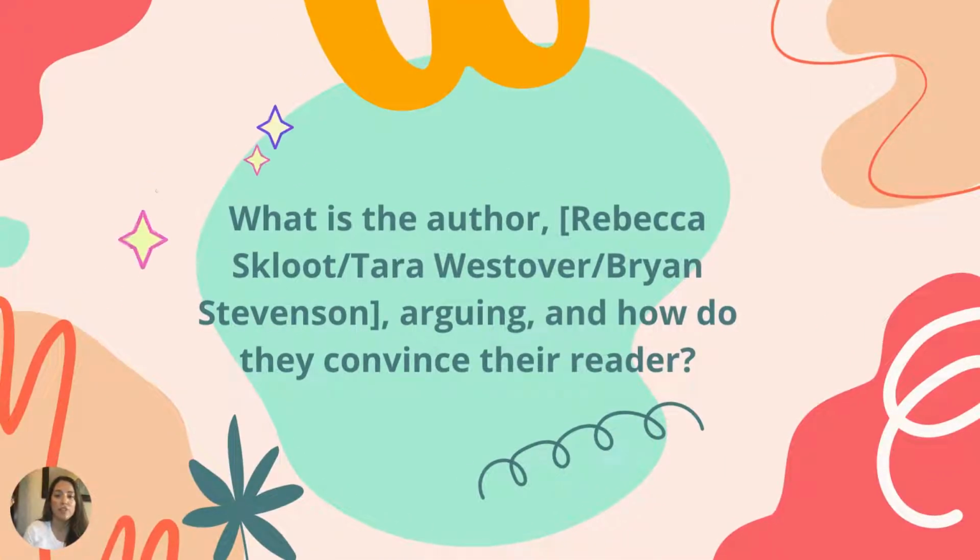Before we discuss each component of a rhetorical analysis essay, let's review the summer reading prompt. The prompt, what is the author, either Rebecca Skloot, Tara Westover, or Brian Stevenson, arguing, and how do they convince their reader, has 2 parts. 1, you need to answer what is the author's argument. To review lesson 2, this is the thesis or overarching argument. And 2, how does the author convince their reader of this argument? In other words, what choices do they make to convince their audience?